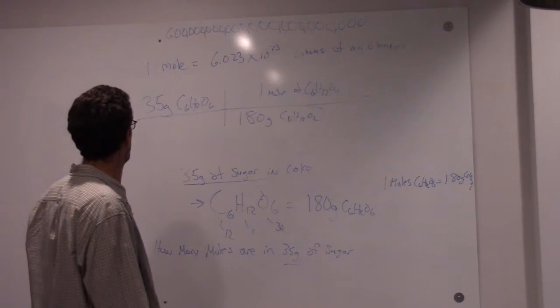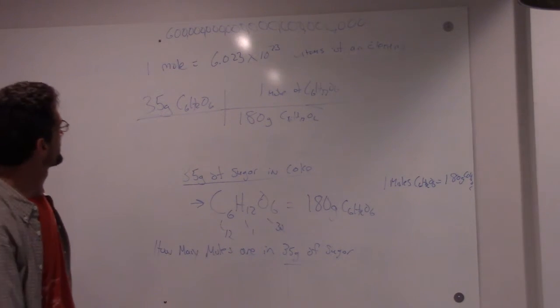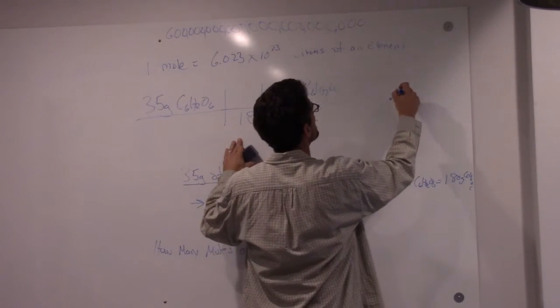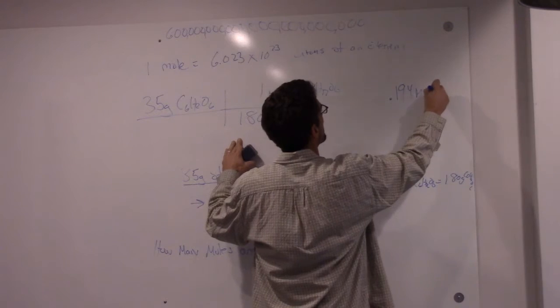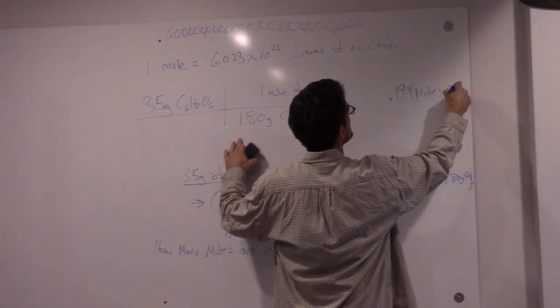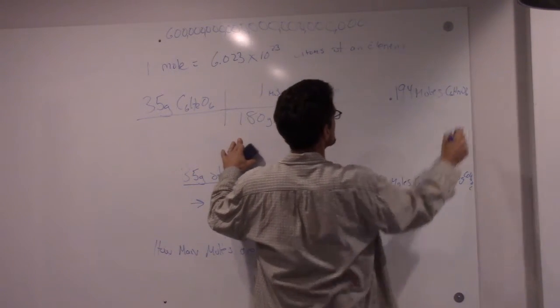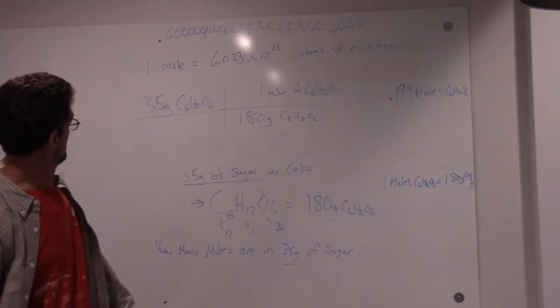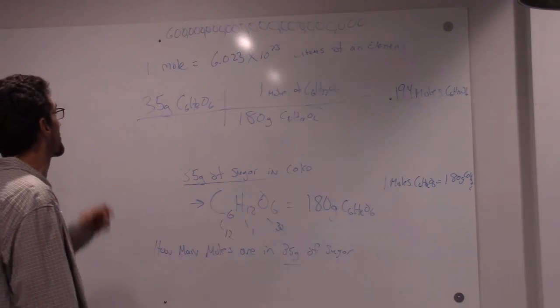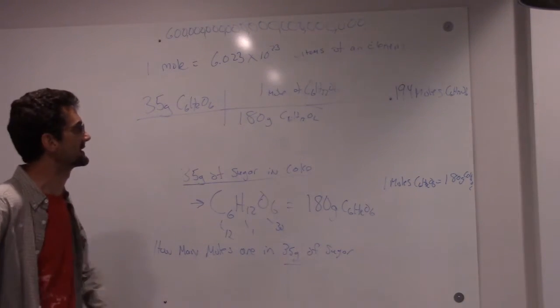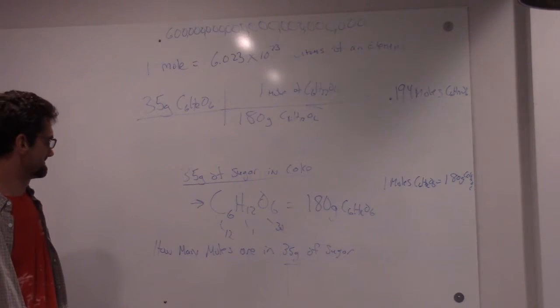Oh, I'm sorry. Yeah, you're right. It's 0.194 moles of C6H12O6. Look at that. There's not even 1 whole mole of sugar in Coke. That means Coke's actually healthy for you. No, probably not.